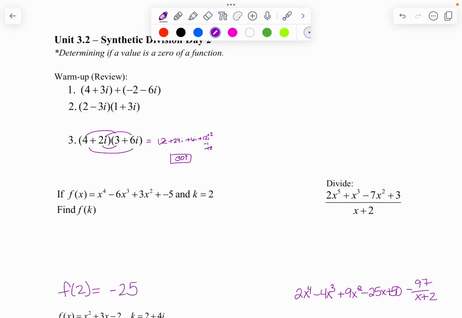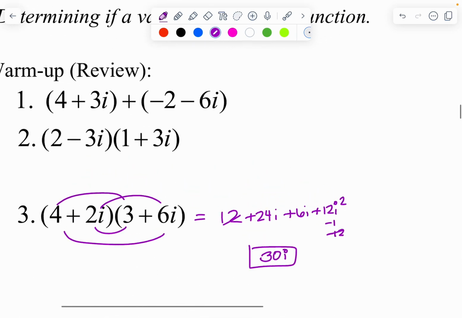Yesterday we discussed synthetic division and whether something was a zero or not. Today we're just going to continue on that, except we're going to add a couple more, I would say maybe complicated problems, because we're going to add imaginary numbers. Now let's just review on top here.